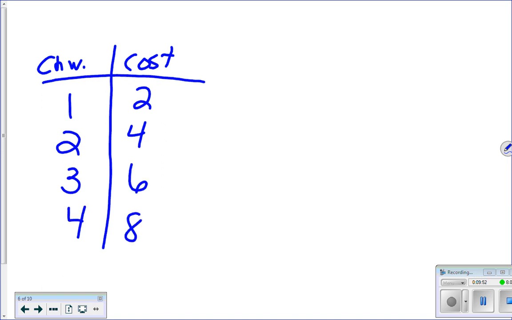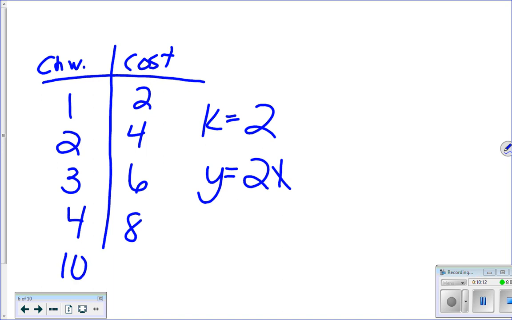Okay, so now look at this. What's the constant? 2. So I know for every chicken wing it's going to go up how many dollars? 2, right? So my k is 2. So what's my equation then? Y equals 2x. So what if I want to buy 10 chicken wings? How can I figure this out? 2 times 10, which gives me?